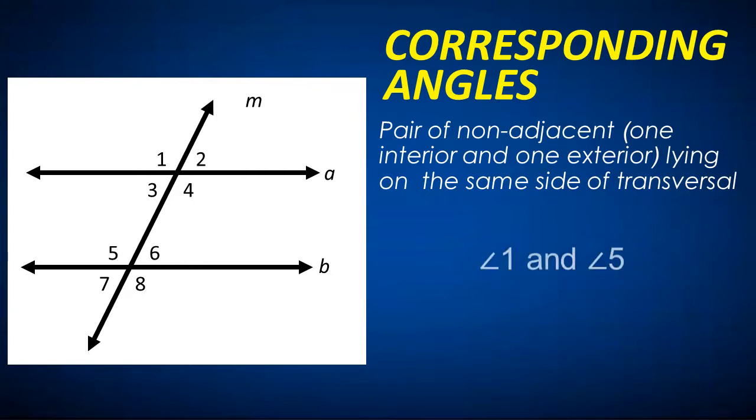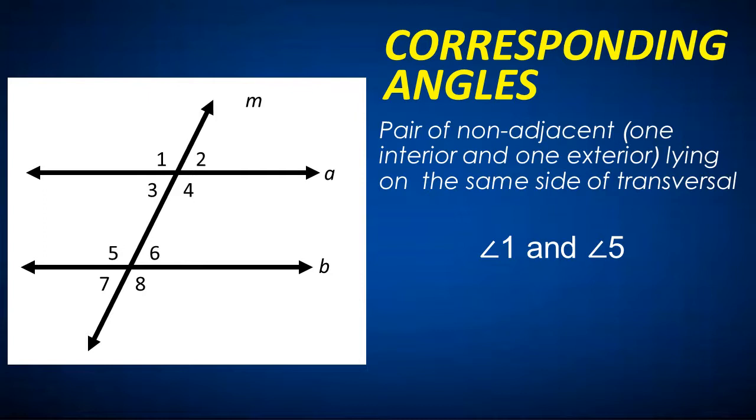So let us have angle 1 and angle 5. Let us check. Angle 1 and angle 5 are non-adjacent. Hindi sila magkatabi. So check siya doon. Next, angle 1 is exterior. Angle 5 is interior. So check siya doon. Next, angle 1 is on the left side of the transversal and angle 5 is also on the left side of the transversal. So check din siya dun sa condition na they must lie on the same side of the transversal. So angle 1 and angle 5 is a pair of corresponding angles.